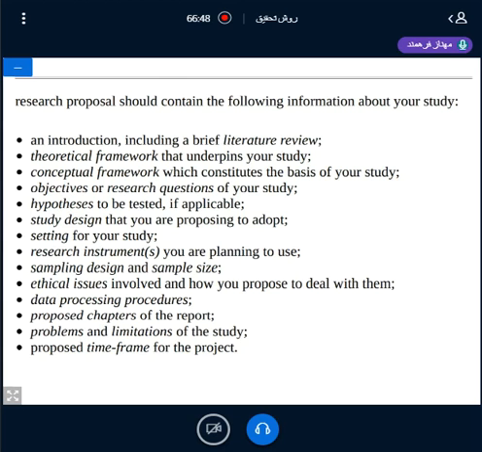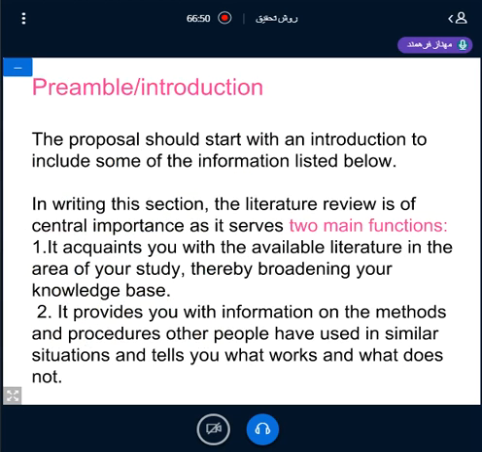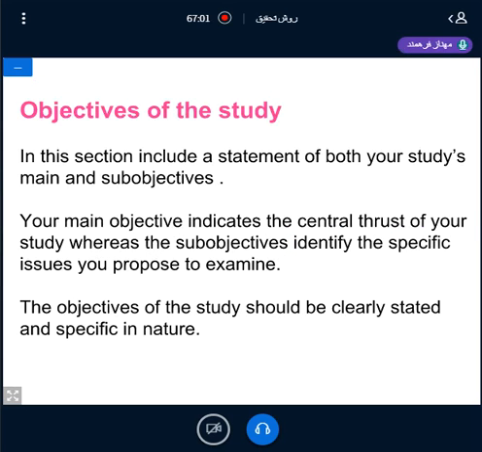Before that, we have objectives. The objective of the study is the most important part of your proposal. In this section, include a statement of both your study's main objective and sub-objectives. So you have an objective and sub-objectives.